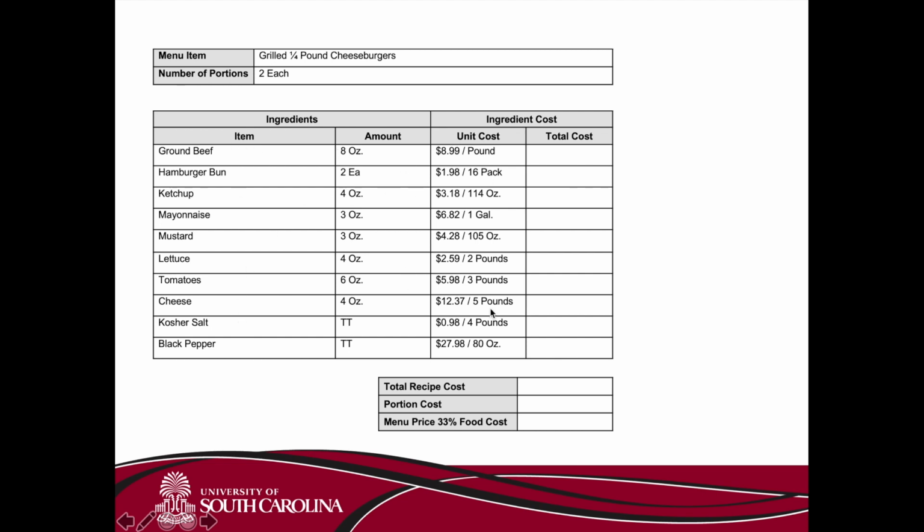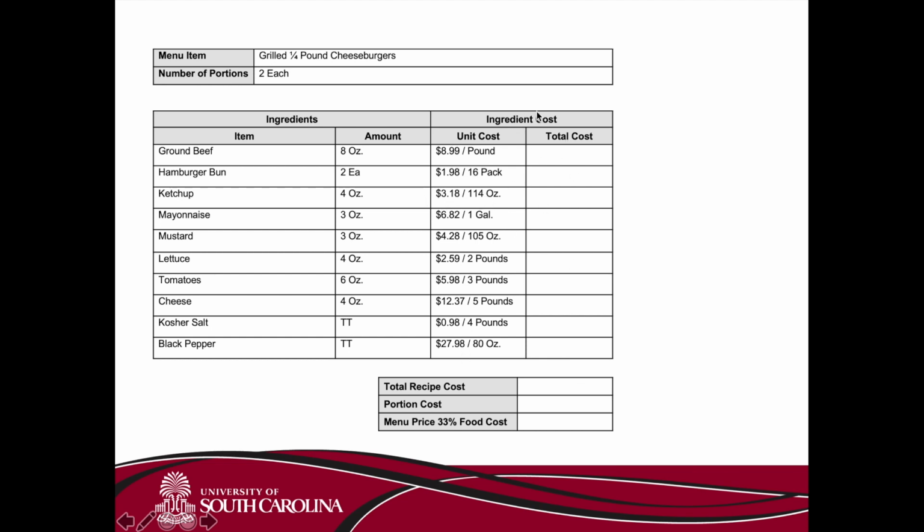And what we've done is we've added a couple of columns over here. So we've added a unit cost column. We've also added a total cost column, okay? The unit cost, this is how we purchase it. Okay, this is whether it's from Sysco or US Foods or whoever our food service provider is. This is how we purchase the products. Okay, so we purchase ground beef by the pound for $8.99 a pound. We purchase hamburger buns 16 in a pack for $1.98. Ketchup is in a big number 10 can, and so on and so forth.